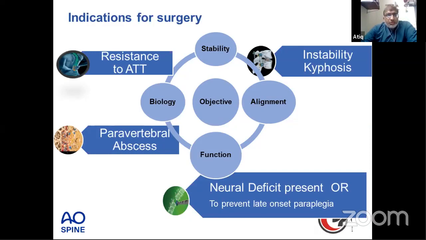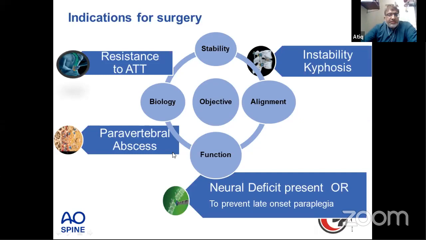If we look at the indications of surgery in tuberculosis of the spine, the most important indication is neurological deficit, if it is present, or to prevent late onset paraplegia. If you think that the patient has such an unstable spine that the kyphosis will increase, which will increase the stress on the spinal cord, you can go for surgery. That is an indication for surgery. The other is stability. By all the principles, if it is an unstable spine and you think that the kyphosis will increase, that is an indication for surgery.